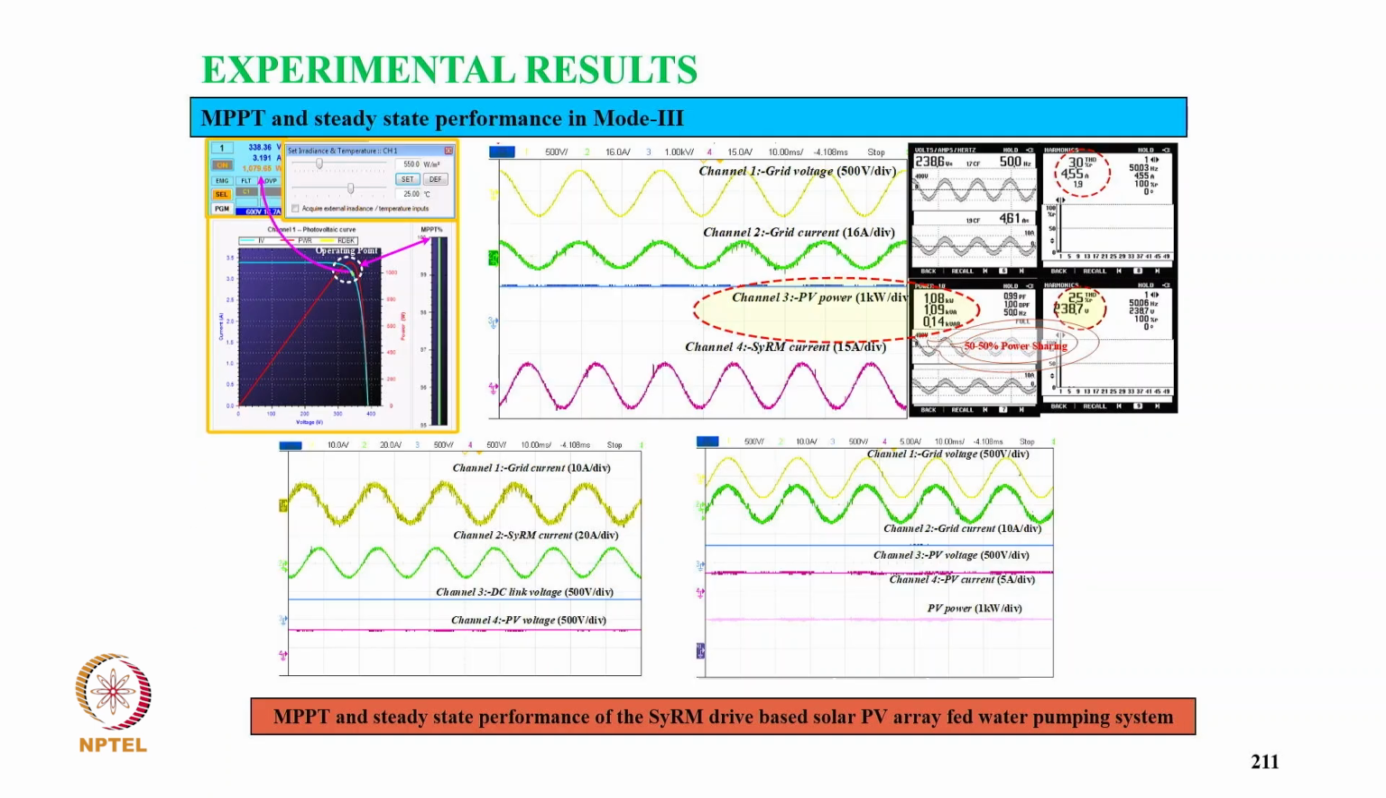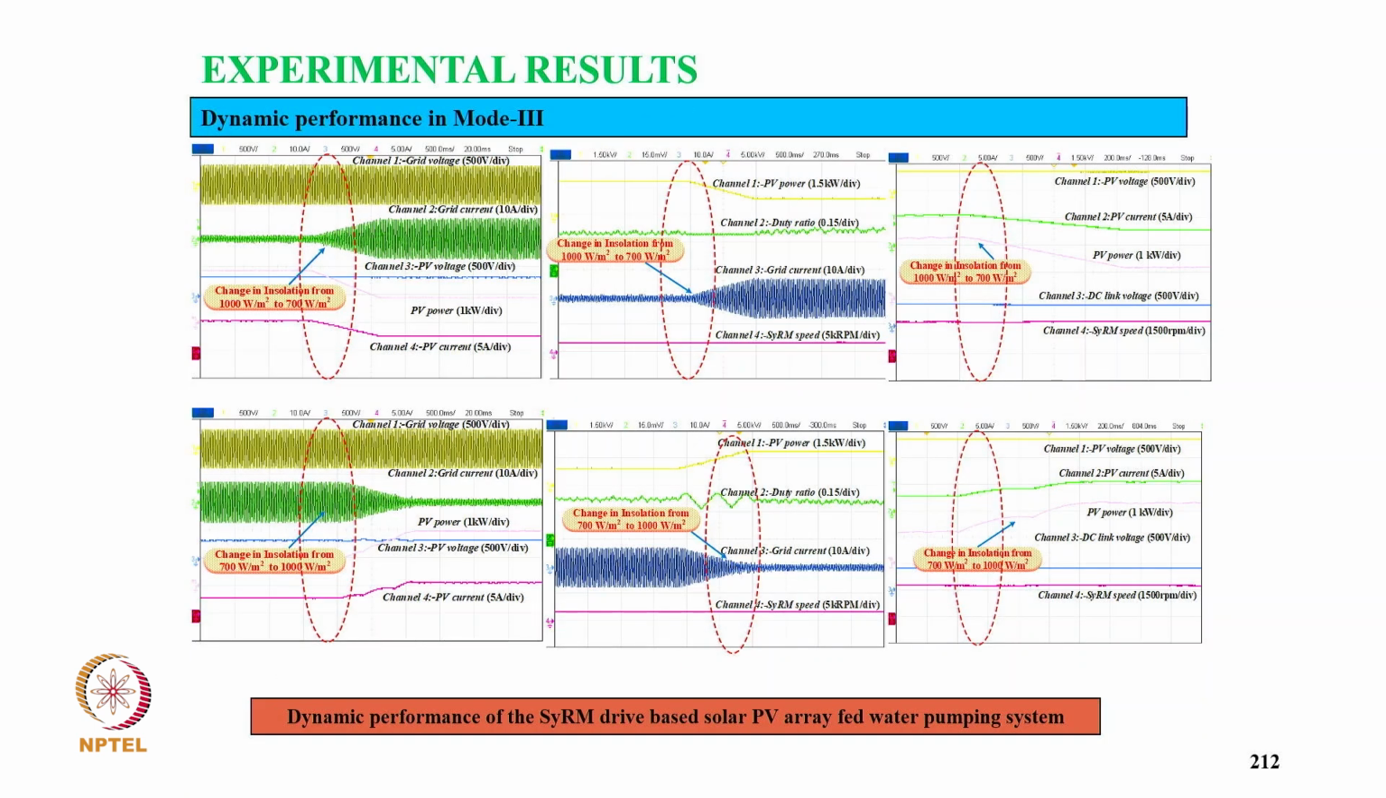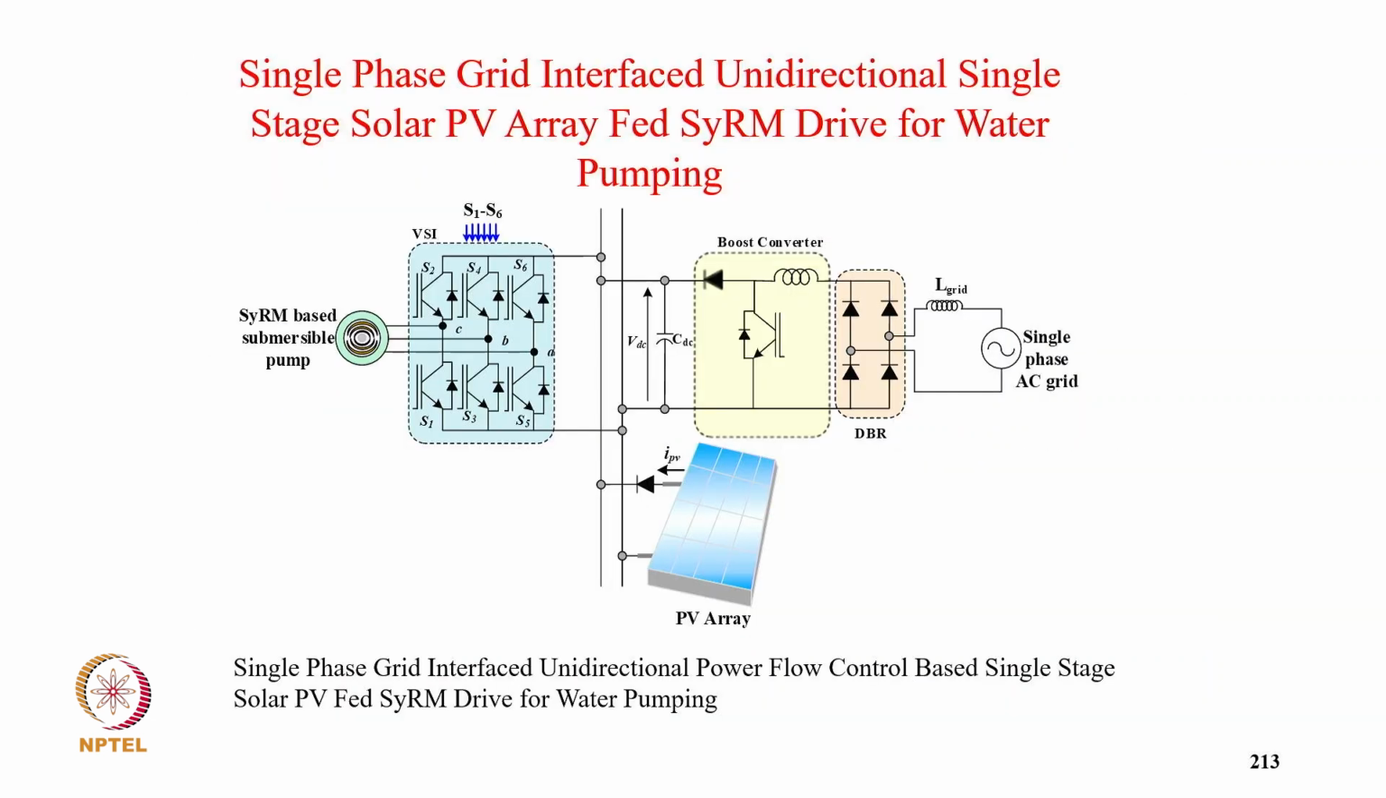And these are solar insolation and power factor at different levels of power. And then when the solar insolation decreases, grid current increases obviously, and when solar insolation increases, the grid current reduces, as you can see in all of these. Now taking another typical topology, a single stage solar PV system.